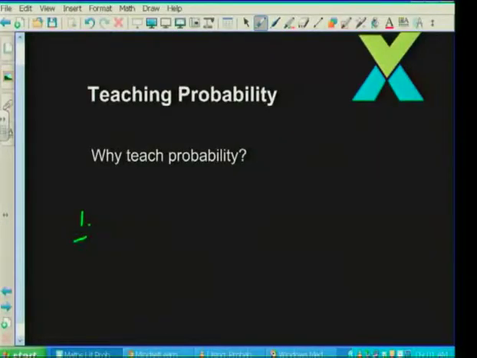So what I would suggest is, why do we teach probability? The first thing is because it's everywhere.